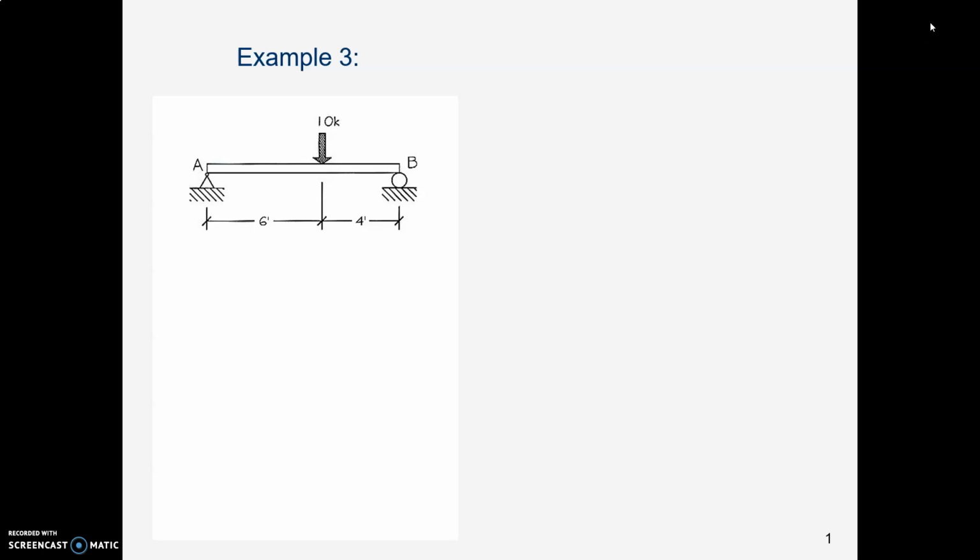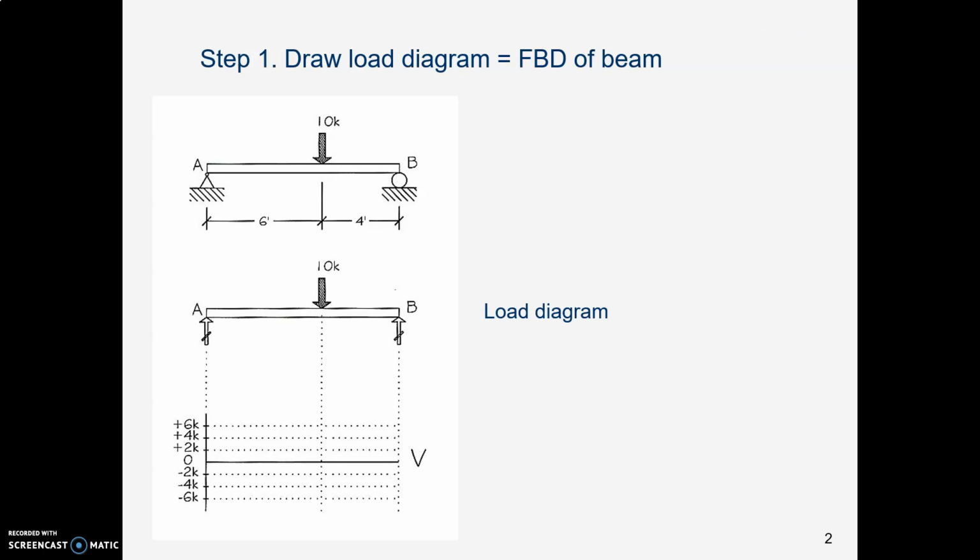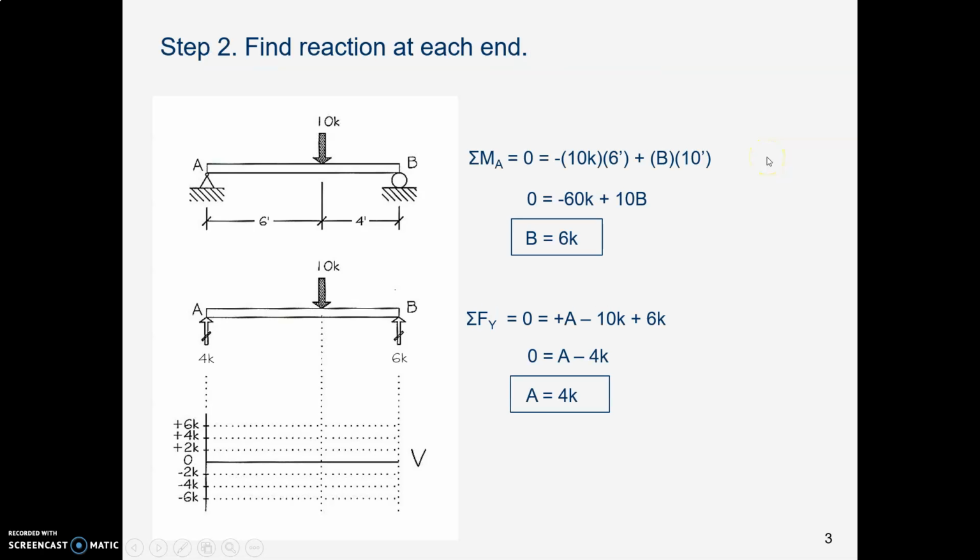Here are two more examples of beams with shear and moment diagrams. And this one here has a load that is not symmetrical. It's not centered. So let's see what we should do about that. We'll put the load diagram right under the picture of the beam, and we'll figure out how big are the reactions at each end of the beam.